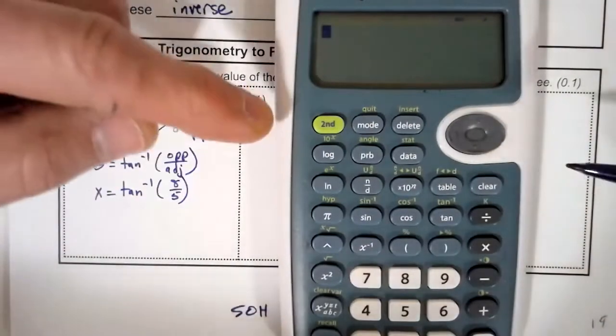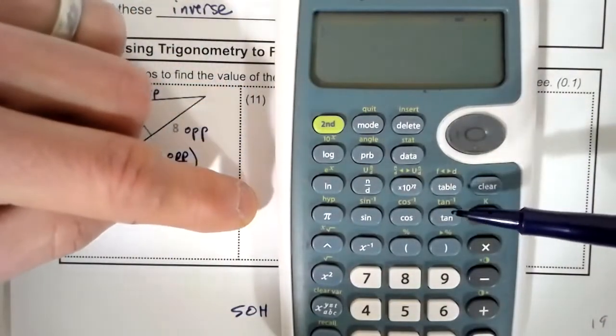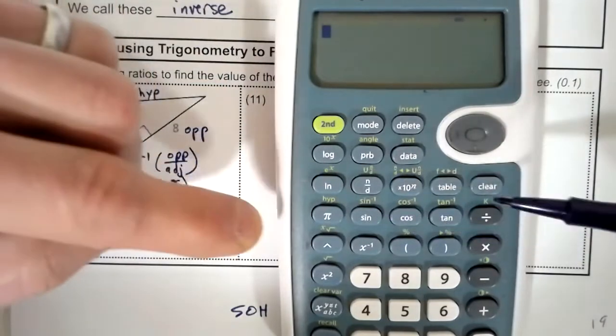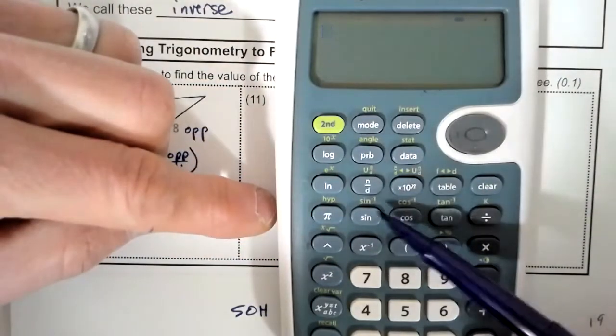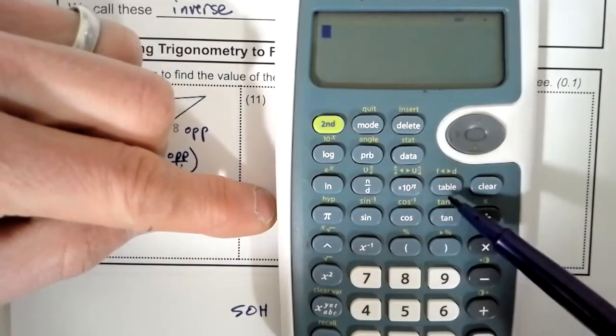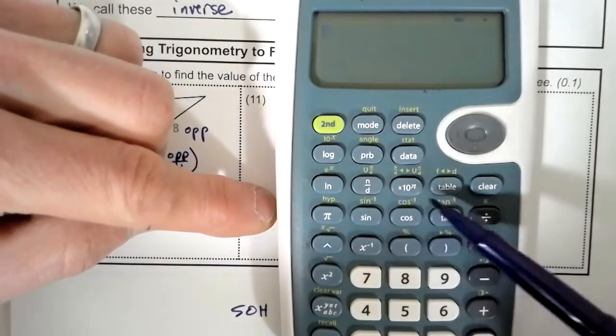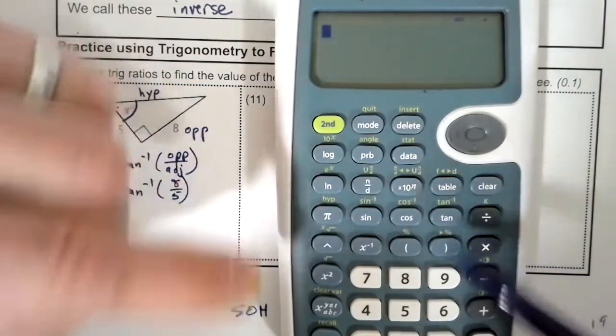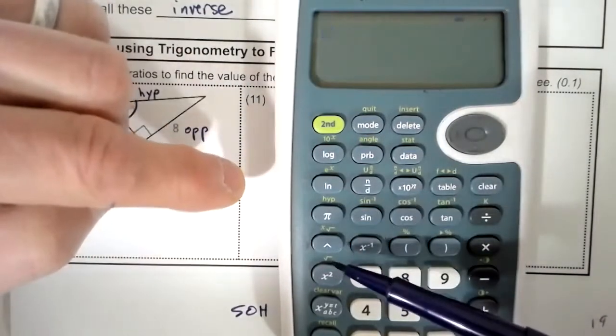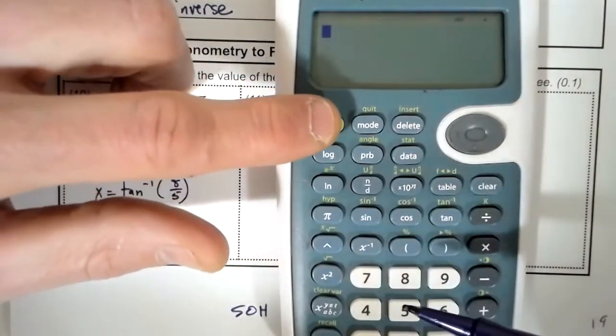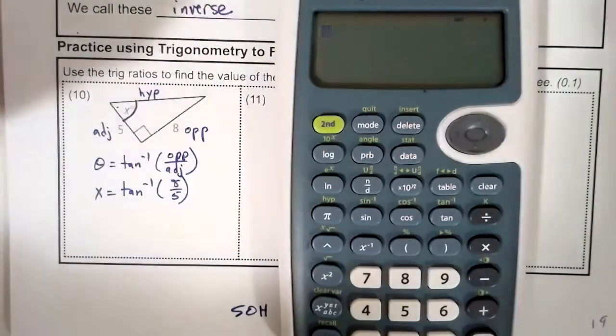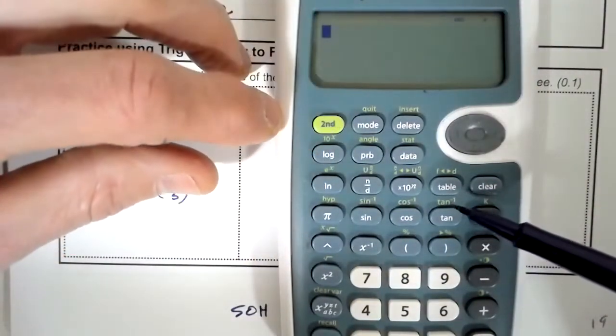Now the thing that's different about this, I want you to pay attention to. Sine, cosine, and tangent are in white. In my calculator, the inverse sine, inverse cosine, and inverse tangent are above those buttons in green. The cool thing about the green is, as you probably remember from doing square root stuff, that we have to push the green button, which in your calculator might be blue or pink or whatever, in order to get up to those functions.